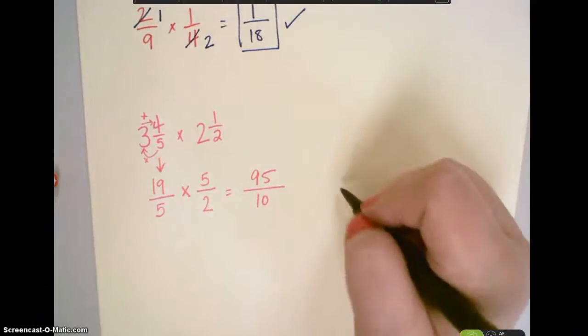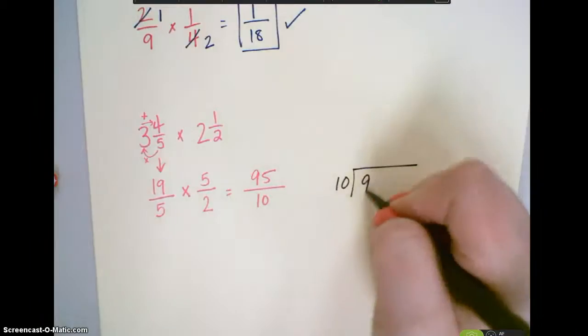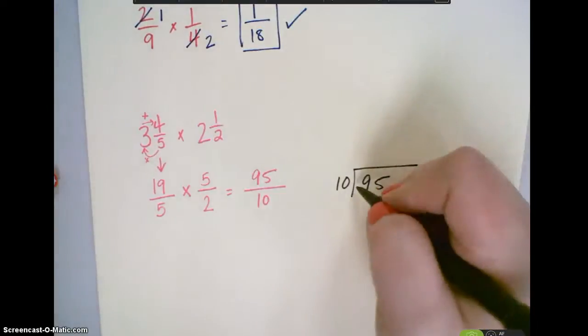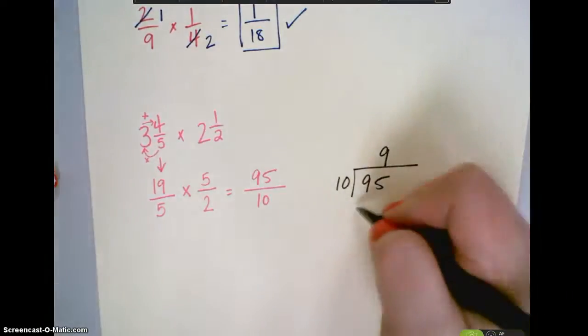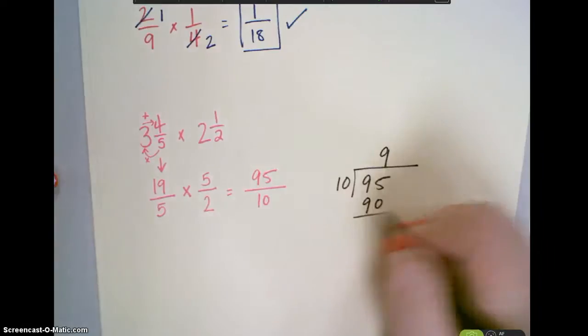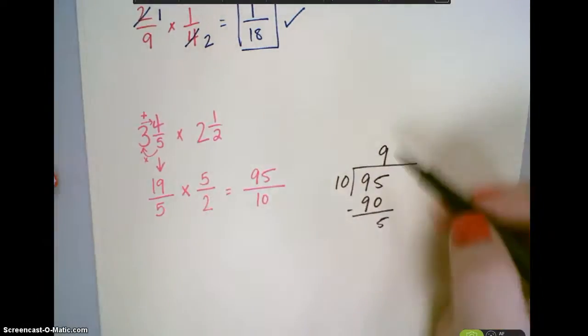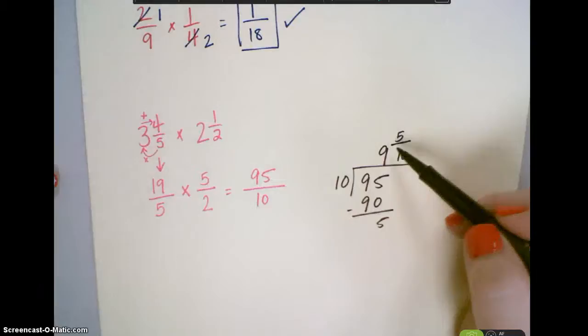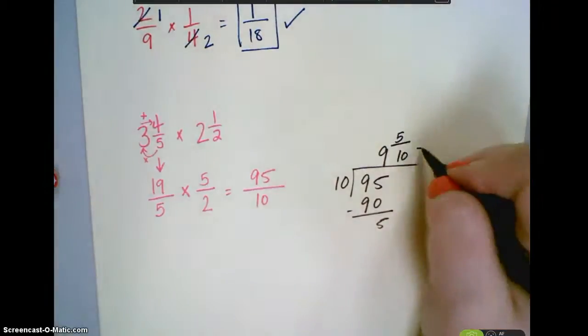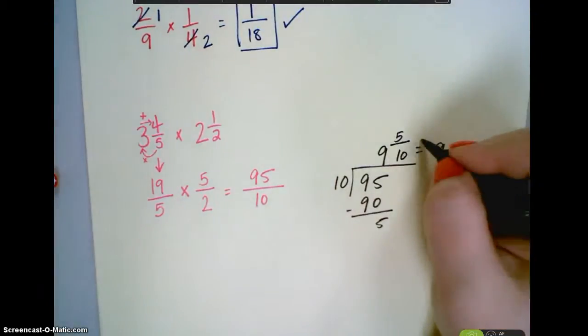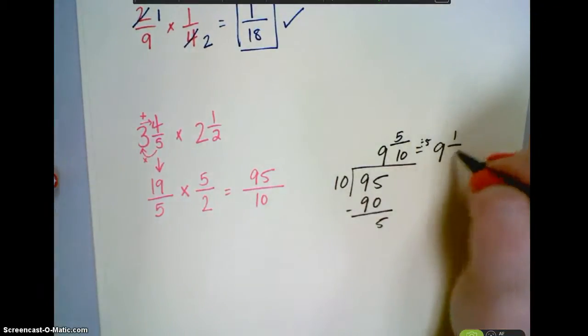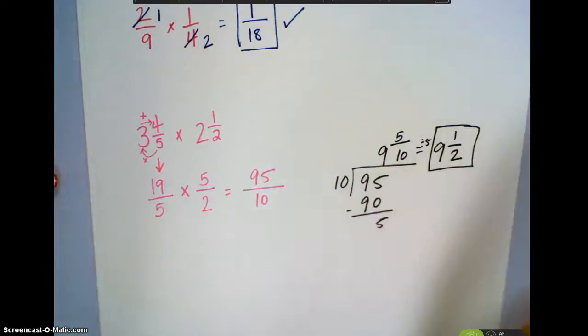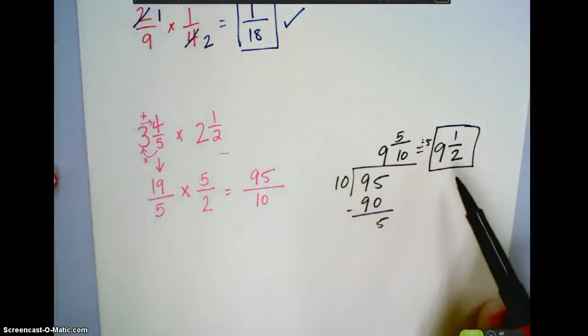So I'm going to go ahead and divide. 10 goes into 95. 10 goes into 90, I should say. 9 times 10 is 90. I have 5 as a remainder, so that's going to become my numerator. 10 is going to be my denominator. 9 5/10 is my answer, but that can still be simplified, and everything can be divided by 5, so that can be simplified to 9 1/2. So the answer to this multiplication problem is 9 1/2.